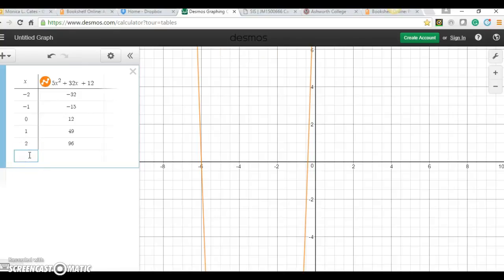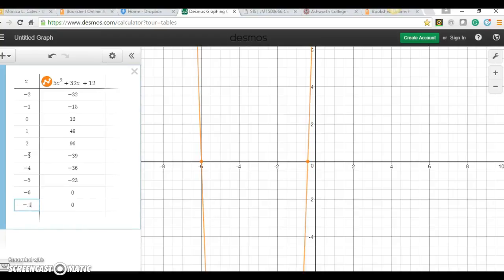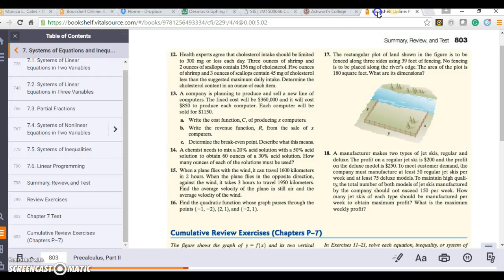So let's put -3. Tells me what it is there. -4, -5, -6. Oh, there it is at 0. We can see that on the table. Let's put -0.4. There it is. So here's how I can use my table.